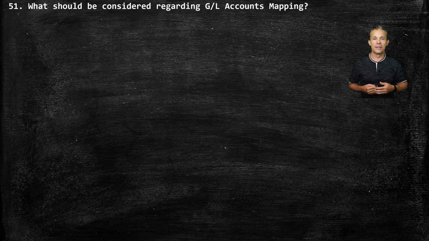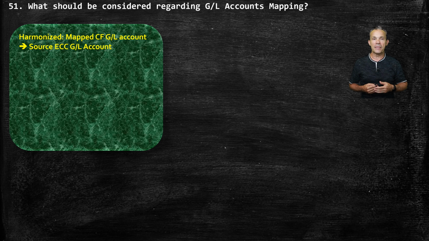Question 51. What should be considered regarding GL accounts mapping? When the GL account mappings are not harmonized, you will face errors during initial loads, replications, and follow-on processes. The GL accounts mapped as targets in Central Finance must have settings compatible with the source ECC GL accounts. The following cases are relevant to the harmonization of GL accounts.